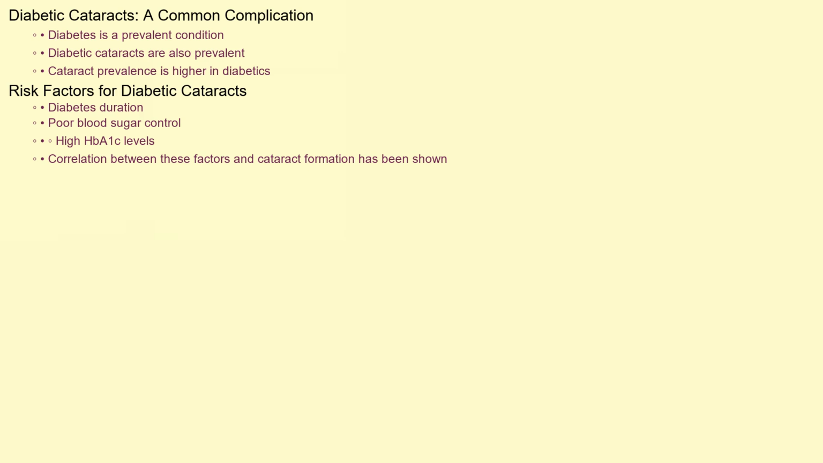Diabetes is a prevalent condition, and unfortunately so are diabetic cataracts. The prevalence of cataracts is significantly higher in individuals with diabetes compared to the general population. The longer someone has diabetes, and the poorer their blood sugar control, the greater their risk of developing these cataracts. Studies have consistently shown a strong correlation between diabetes duration, HbA1c levels, and the likelihood of cataract formation.